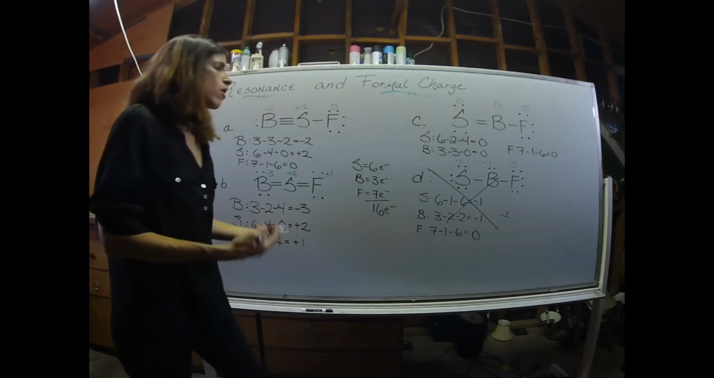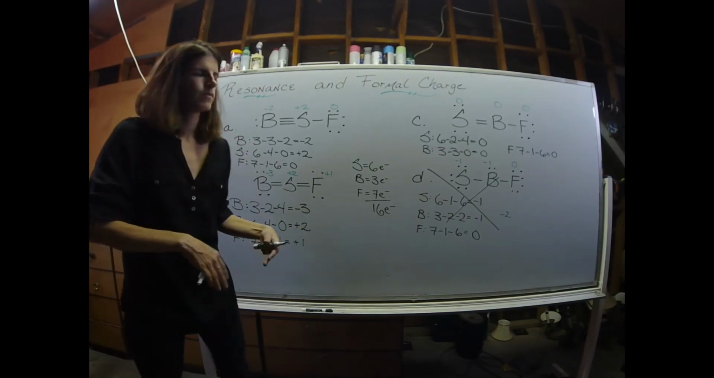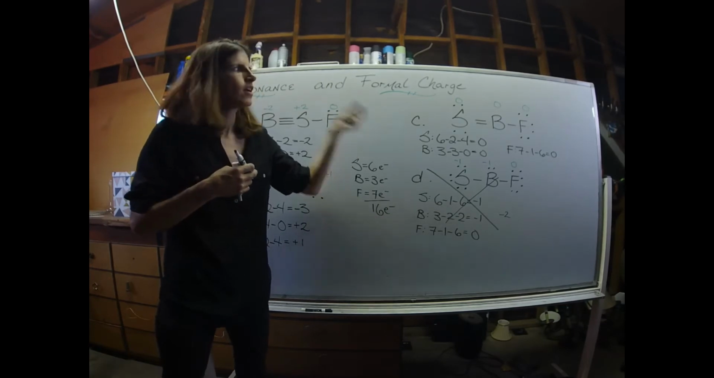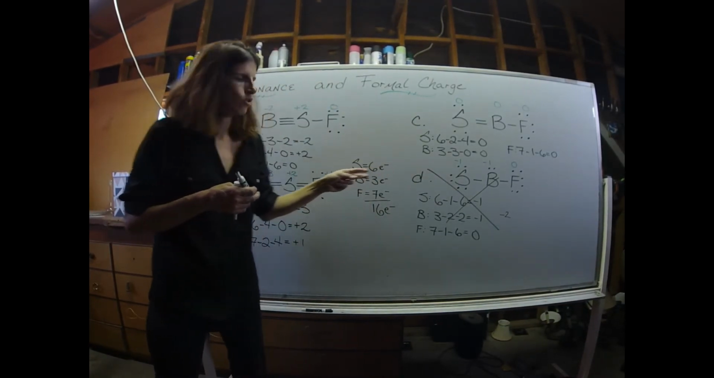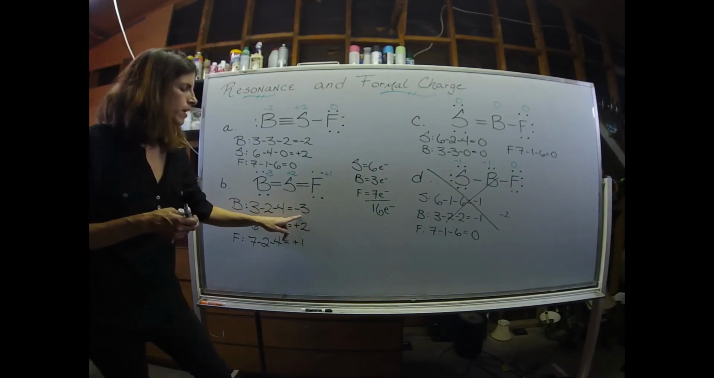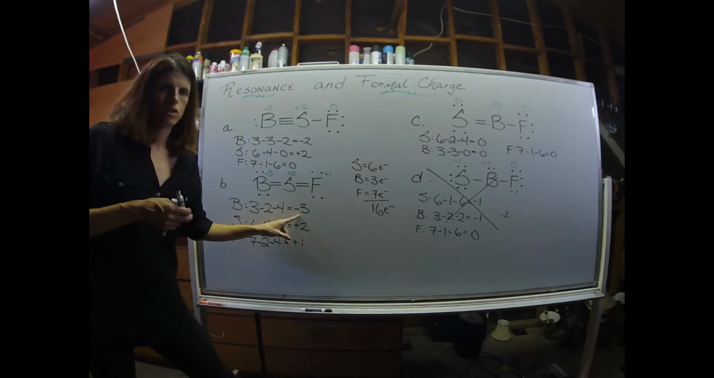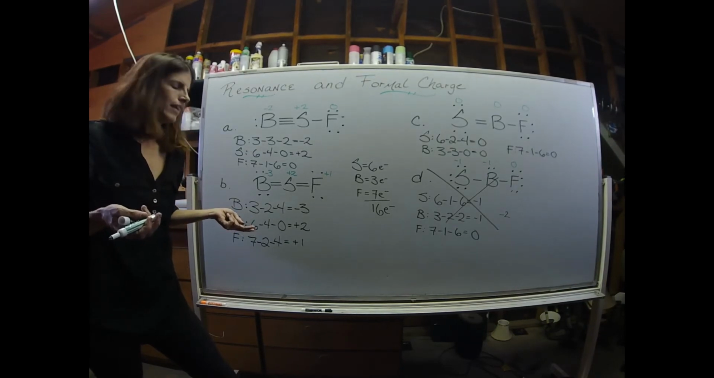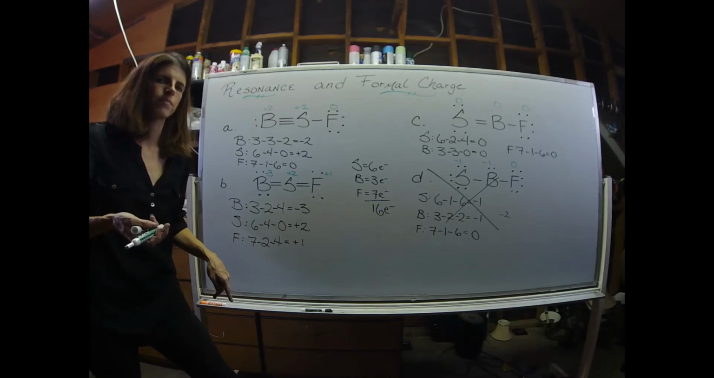The other part of this question is to justify the best structure. And hopefully at this point you're all screaming, C is the best. Because C minimizes the formal charge. Over here, as I discussed earlier, we have some pretty big formal charges. And we also have negative formal charges on things that are not so electronegative and shouldn't have negative formal charges at the end of the day.